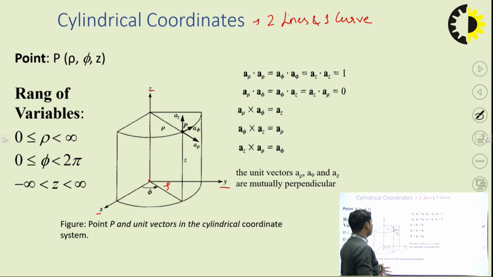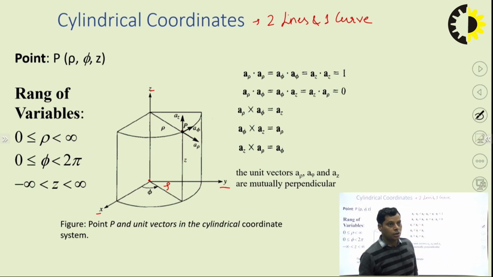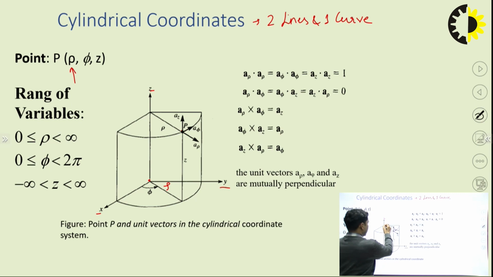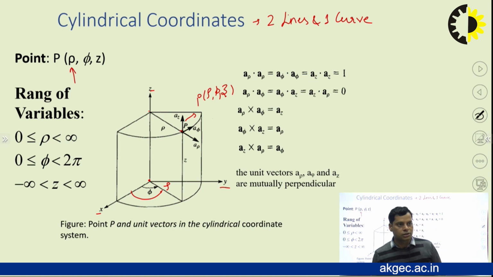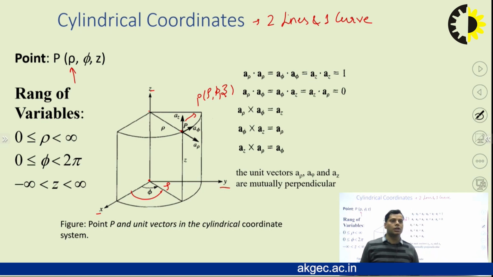In this cylindrical coordinate system, a point is represented by rho, phi and z. Rho is the radial displacement from the z axis. As you can see here, this point P is rho, phi and z. Rho is the radial displacement from the z axis to the point, in reference to the lower part of that cylinder. Phi is the angular displacement from the x axis, and z is the same as in the Cartesian coordinate system. These are the points we take into consideration in the cylindrical coordinate system.